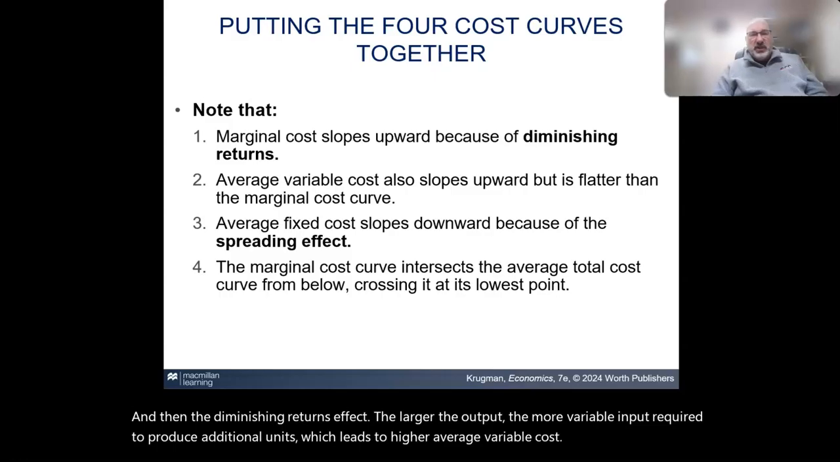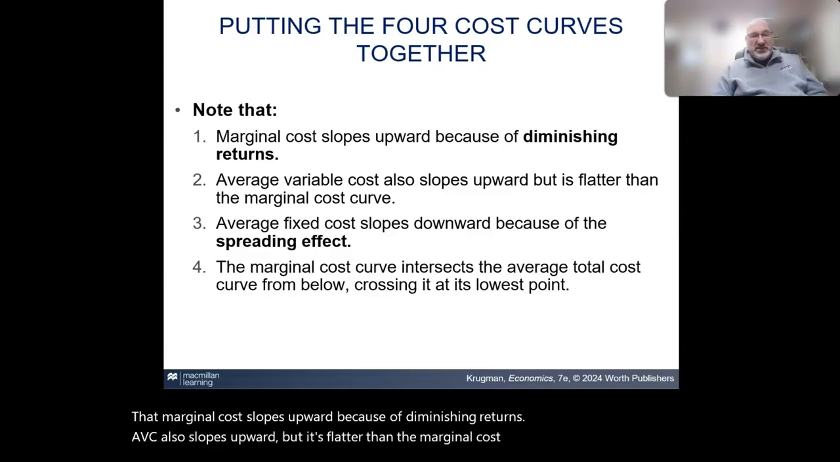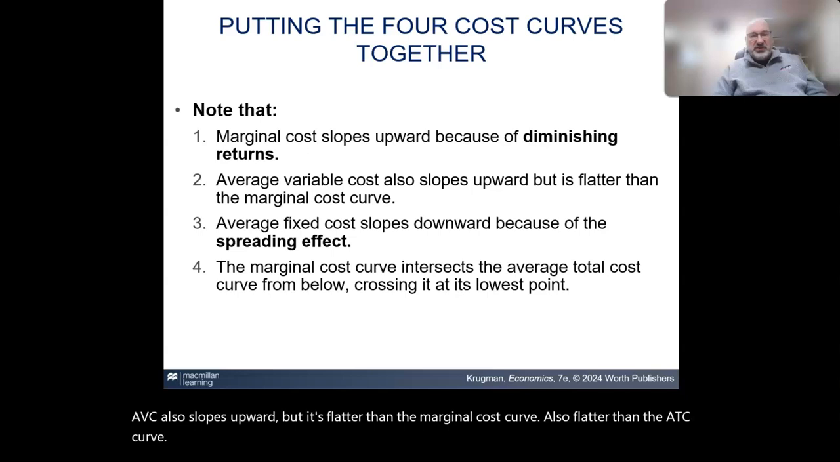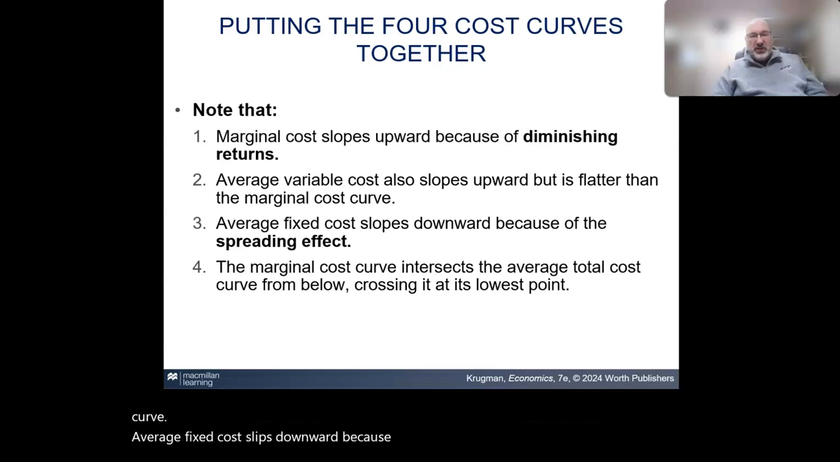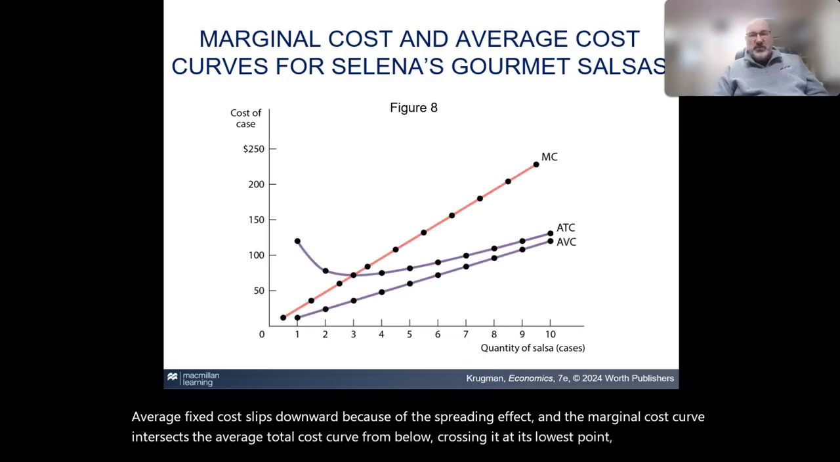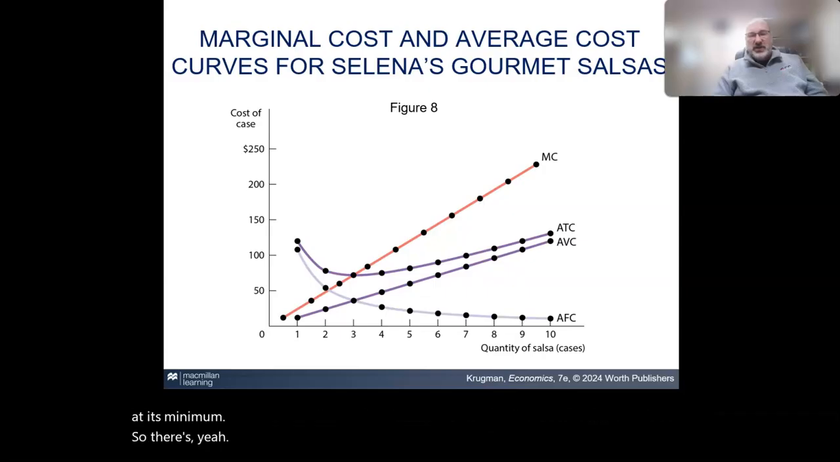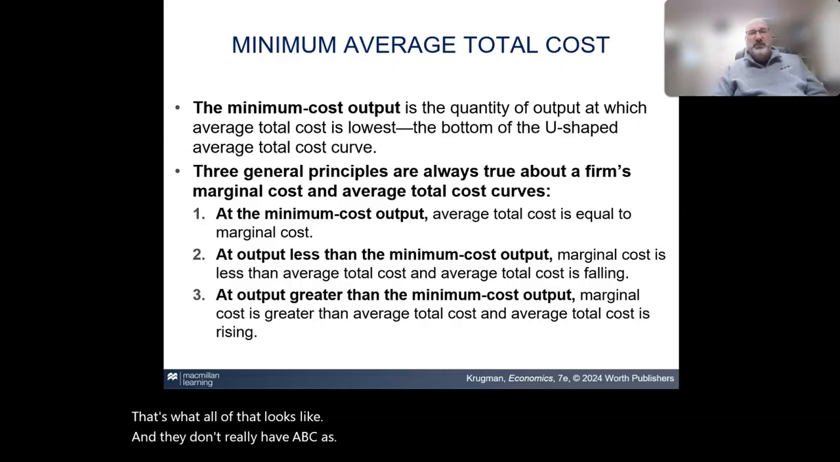So note that marginal cost slopes upward because of diminishing returns. AVC also slopes upward, but it's flatter than the marginal cost curve, also flatter than the ATC curve. Average fixed cost slopes downward because of the spreading effect, and the marginal cost curve intersects the average total cost curve from below, crossing it at its lowest point, so intersecting at its minimum. So that's what all of that looks like. And they don't really have AVC as curved as it should be.